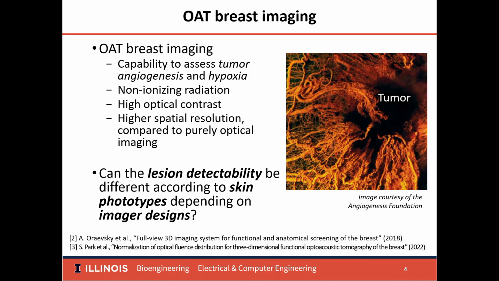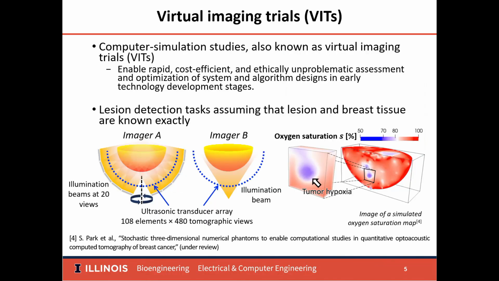Many 3D OAT imaging systems have been proposed, each with their own unique designs. However, we don't really know how skin affects the system's ability to detect breast lesions. To figure this out, we need to do comprehensive human subject studies, which can be expensive, time-consuming, and pose ethical concerns. So we had to come up with a different approach.